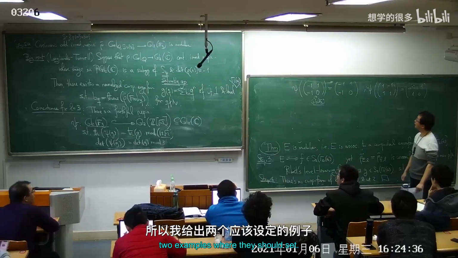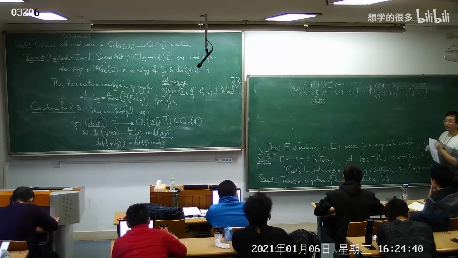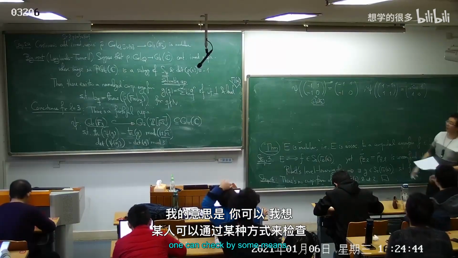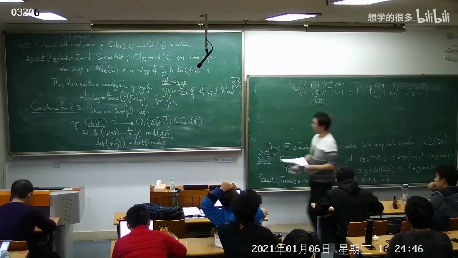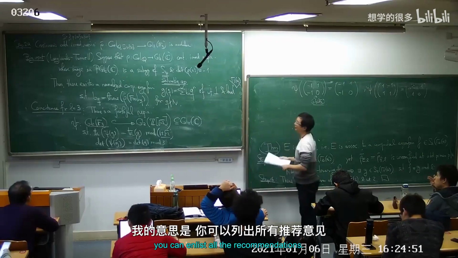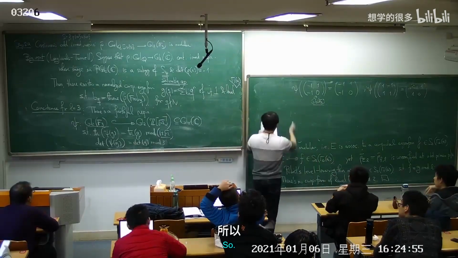So I'm giving 2 examples where they should be sent, and this should be sent to this group. I guess one can check by some means. You can list all the representations. I guess this was observed.